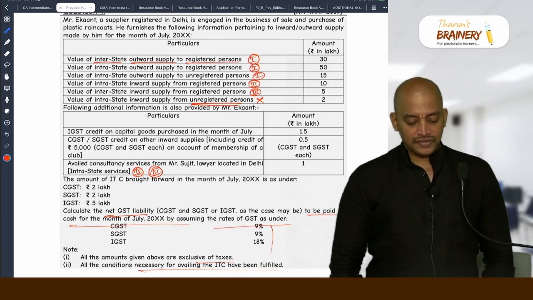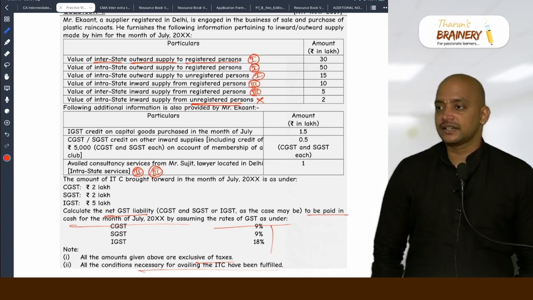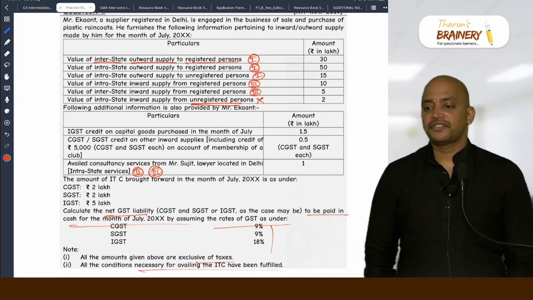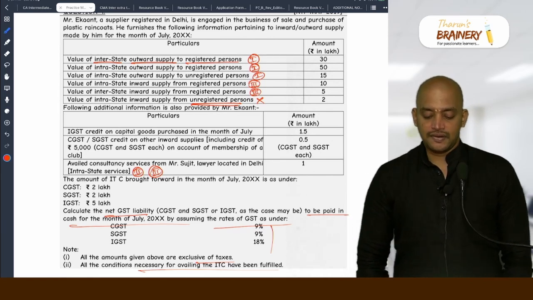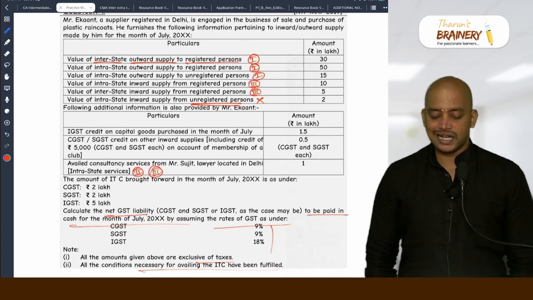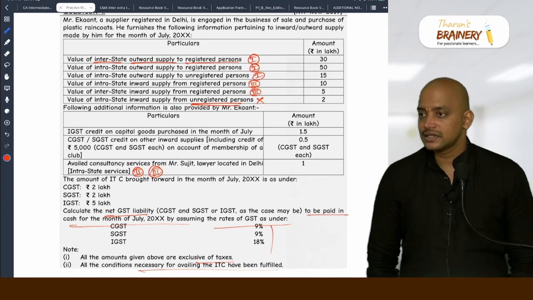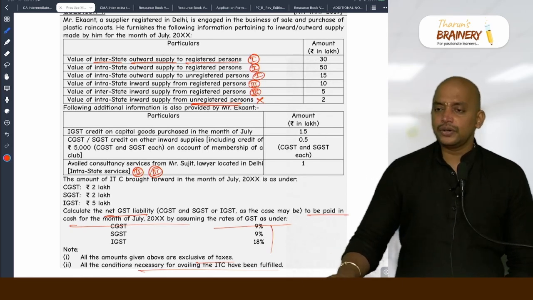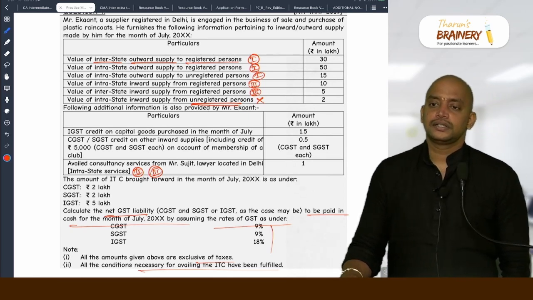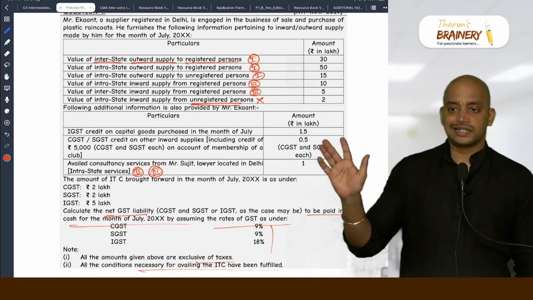Next, inward supply from registered person. From the beginning you see, inward supply from registered person, right? Value how much? 10 lakhs. So on the 10 lakhs, what supply it is? Intra or inter? Intra, correct. So 10 lakhs into 9%, 9%. That is 90,000 and 90,000, IGST dash.